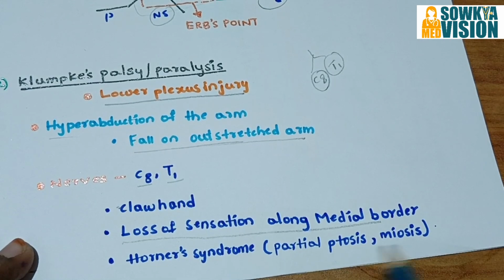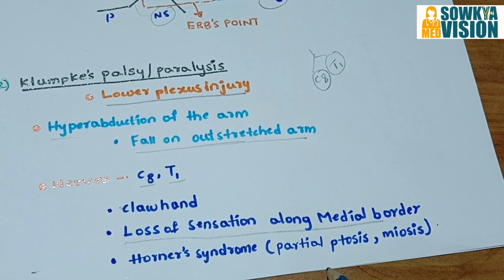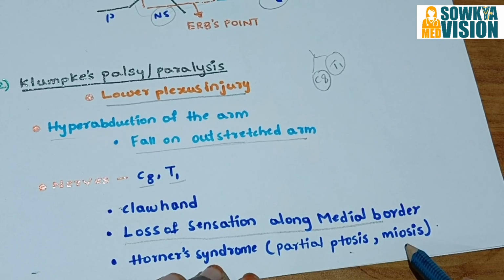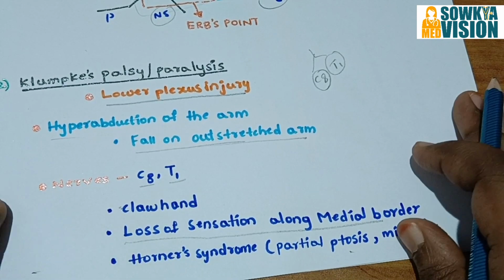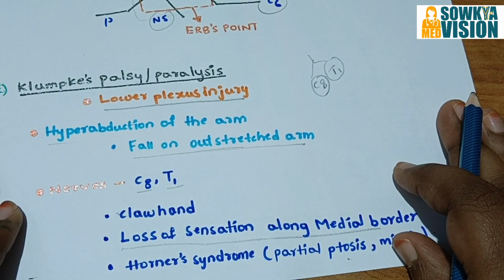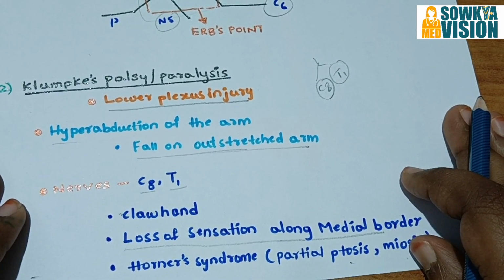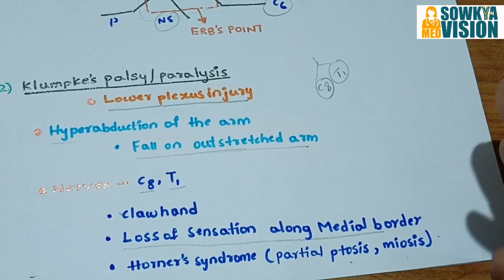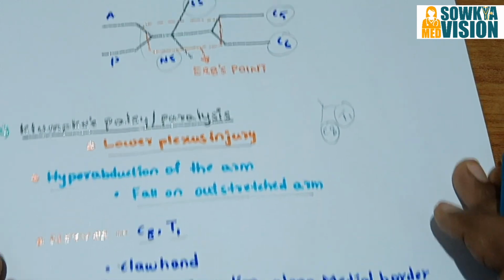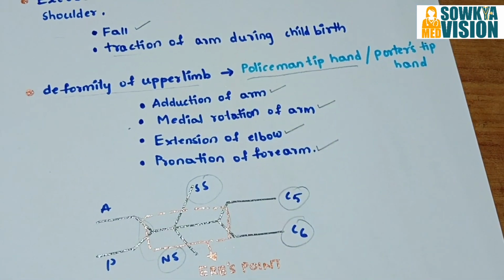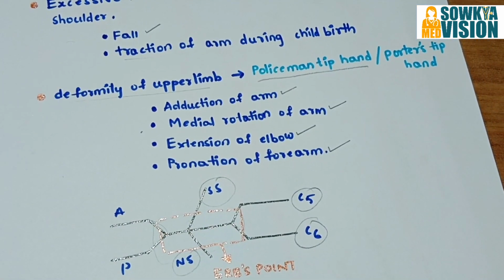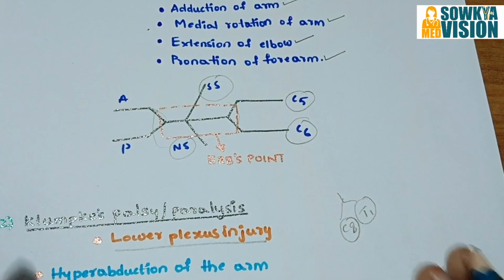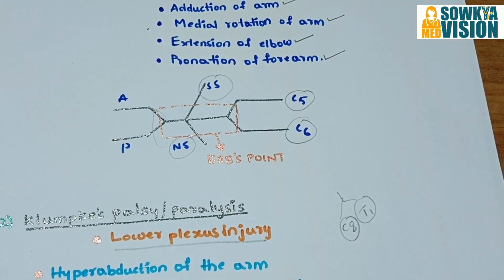And Horner syndrome. Horner syndrome involves partial ptosis and miosis. These are the effects of Klumpke's palsy. Klumpke's palsy is a lower trunk injury, whereas Erb's palsy is an upper trunk injury. This is the complete discussion of the brachial plexus.